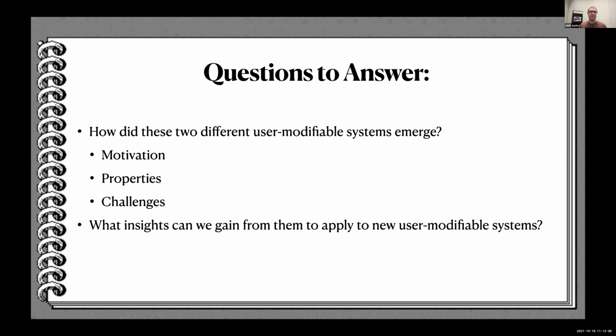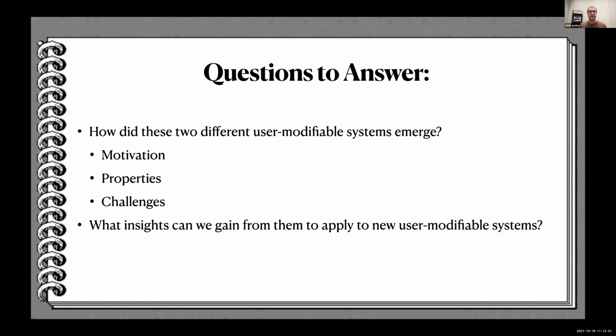I had questions to answer. I was really curious about the background that's led us to this point of computing history. How did these two different user-modifiable systems emerge? What was the motivation behind creating them? What properties did they have that made them work this way? And what challenges did they run into? And what insights can we gain from them to apply to new user-modifiable systems like the ones a lot of y'all are working on today?